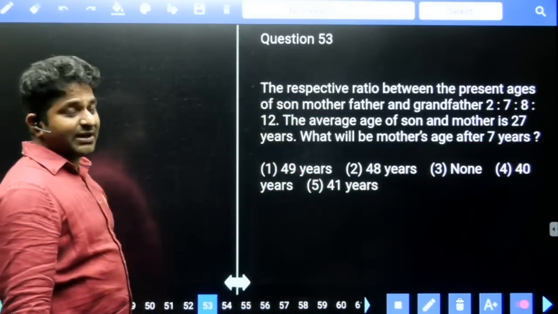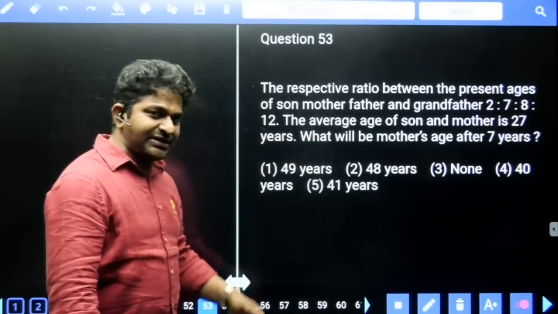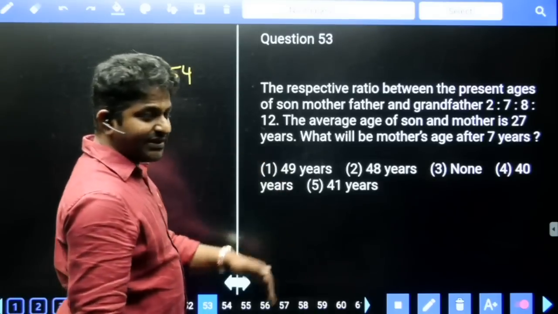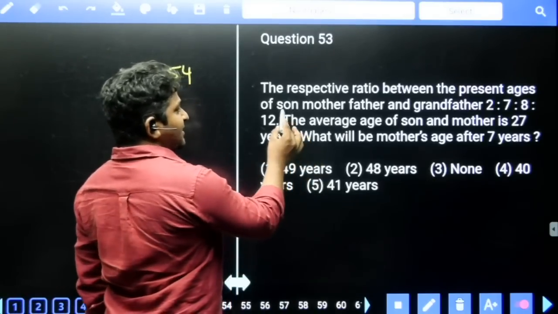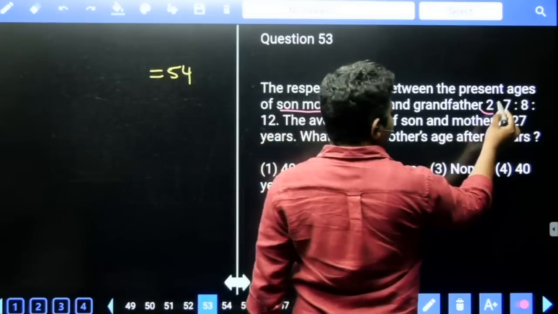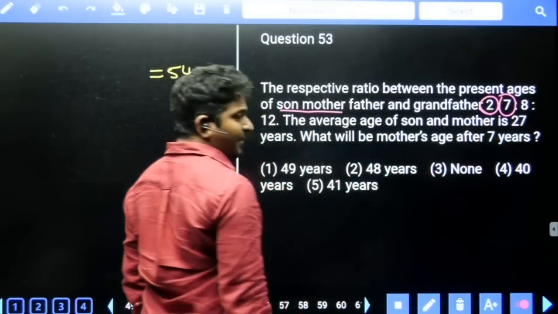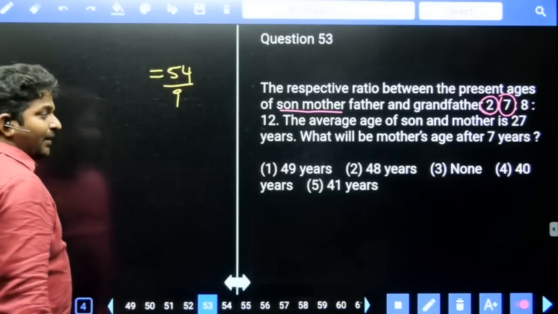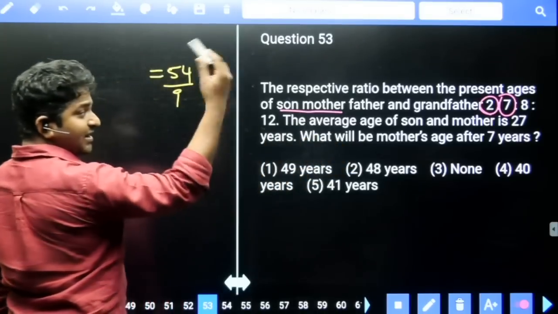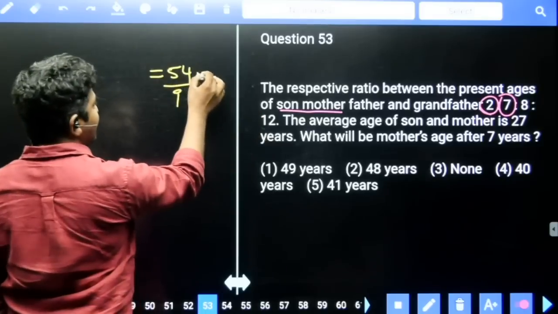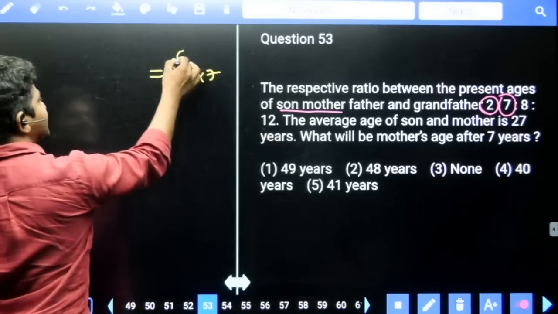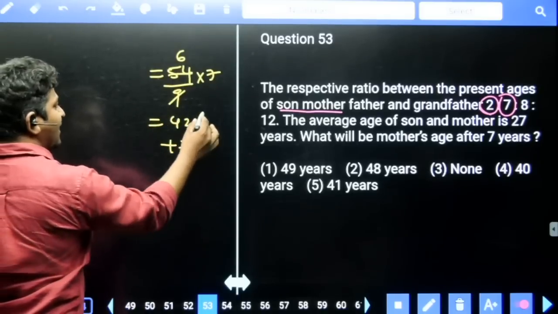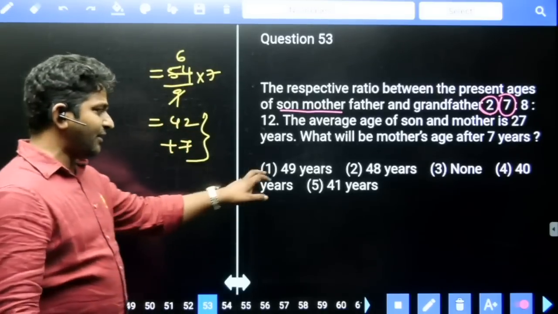The average age of son and mother is 27. Then the sum of ages of son and mother is 27 multiplied by 2, which is 54. Now this is the sum of present ages of mother and son. Son's age is 2 parts, mother's age is 7 parts. The sum is 9 parts. If this value, 54, is 9 parts, 1 part is 54 divided by 9, that is 6. We were asked to calculate mother's age after 7 years. Mother's present age is 7 into 6, 42. Present age is 42, but your question is to identify after 7 years. When you add 7, it becomes 49, final answer.